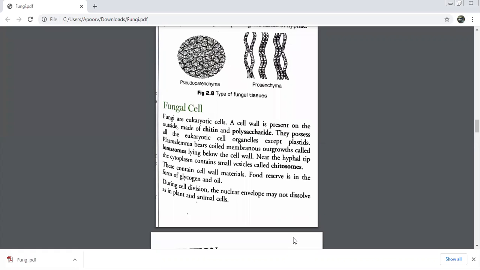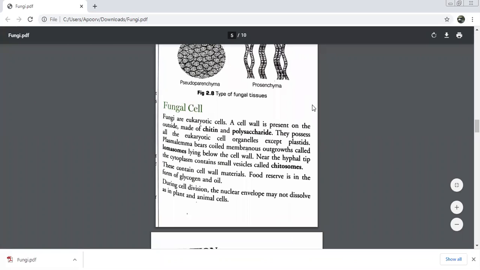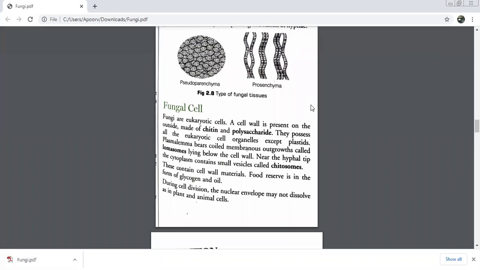Okay. Plasmalemma bears coiled membranous outgrowths, which are called lomasomes. Good. Near the tip of the hyphae, we have small vesicles. What are these small vesicles near the tip of the hyphae called? Cytosomes. Okay.